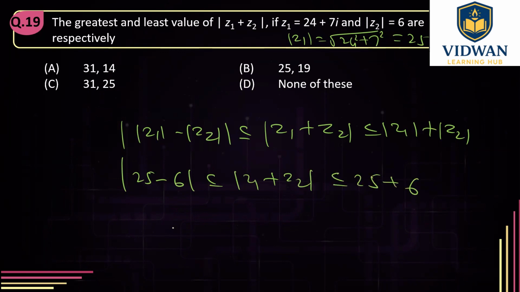So clearly you will get 19 less than or equal to mod of Z1 plus Z2 less than or equal to 31. So the greatest and least values are 31 and 19. You don't have a combination of both. You have 31, but 19 is not there. Here 19 is there, 31 is not there. So we'll mark none of these. So the answer would be 31 and 19, which is not present here. So D is the answer.